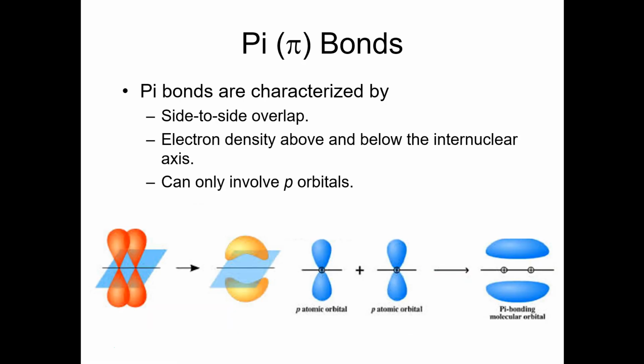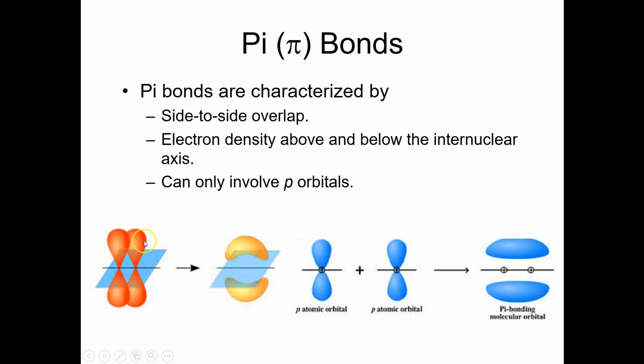The other type of possibility is what's called a pi bond, and that instead of being end-to-end overlap, that is side-by-side overlap. And what that means is that the electron density, the overlap in the electron density now is not between the 2 nuclei, but above and below the internuclear axis. And whereas sigma bonding can involve any kind of orbital end-to-end overlap, pi bonding can only involve p orbitals.